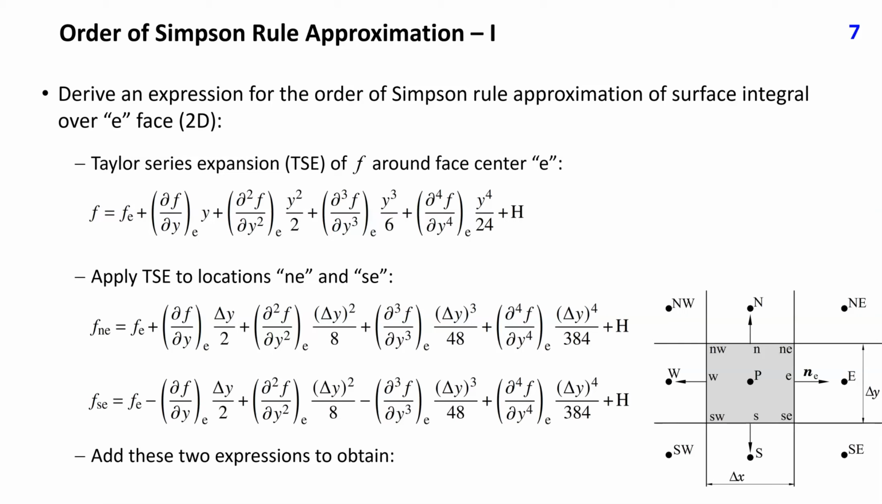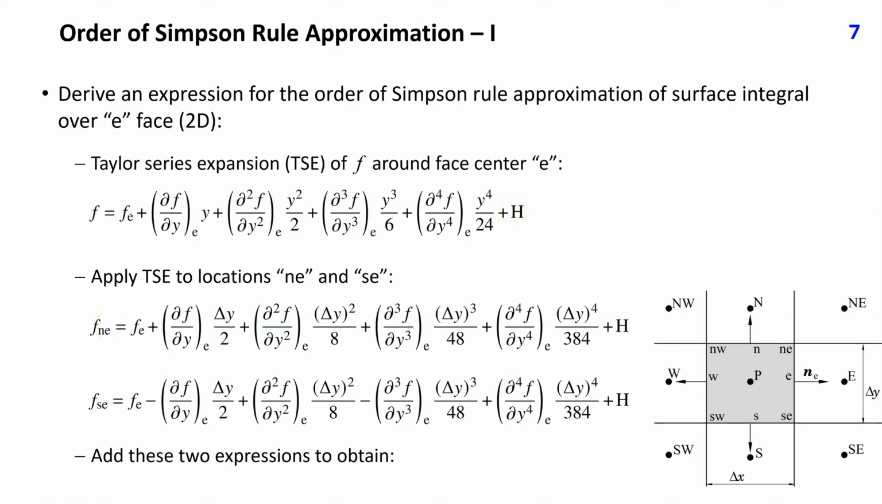Let us now find an expression for the leading term in the truncation error of Simpson rule to check its order of approximation. We consider again the east face of a control volume with a local Cartesian coordinate system set at the face center E. Now we write the Taylor series expansion along y coordinate for f centered around the location E. H contains all higher order terms.